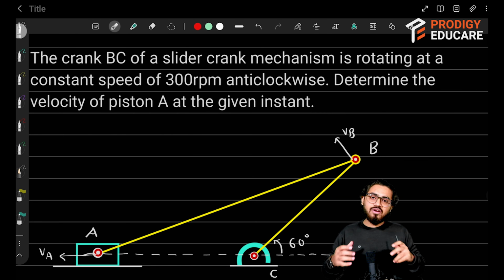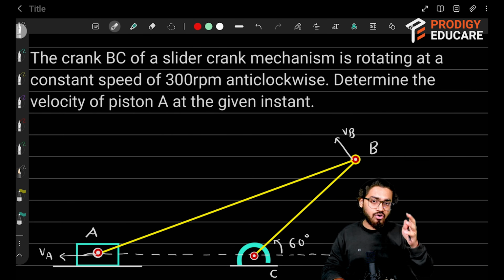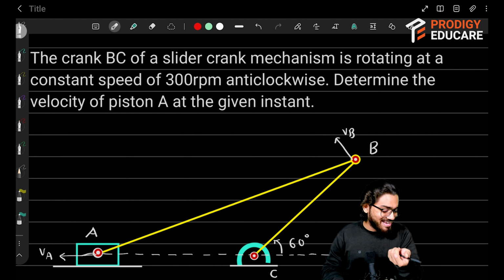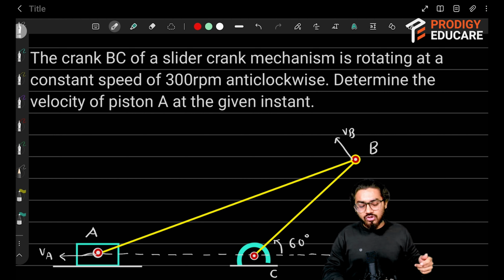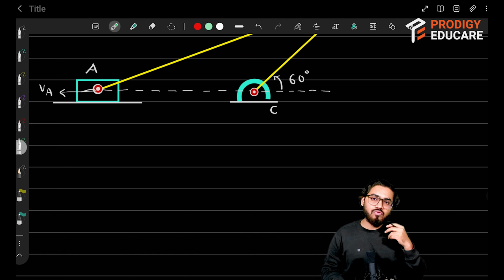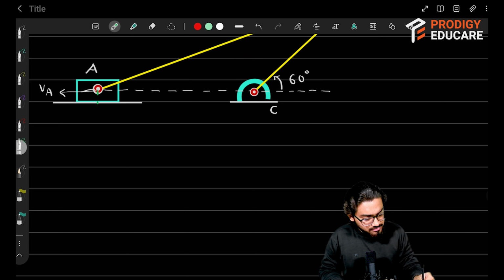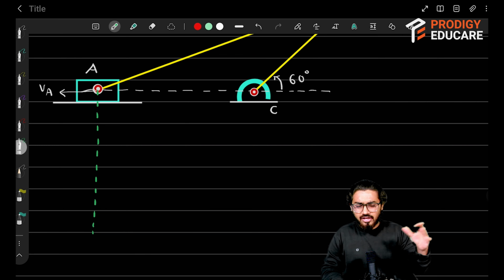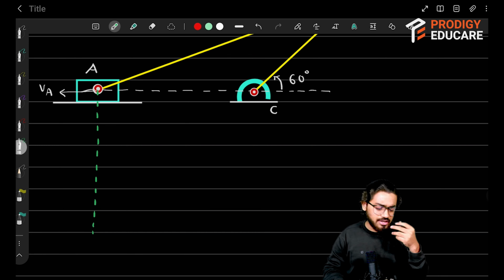Whenever we need to evaluate the location of the ICR, first write the direction of velocity of any two points on the rigid body, and then draw a line which is perpendicular to the velocity. For example, in this situation, I need to draw a line which is perpendicular to the velocity of A. Can I draw it like this? I can easily draw it. I'm making it dotted because this is not an exact part of the figure. We just need to know that I am drawing this line for locating the ICR.